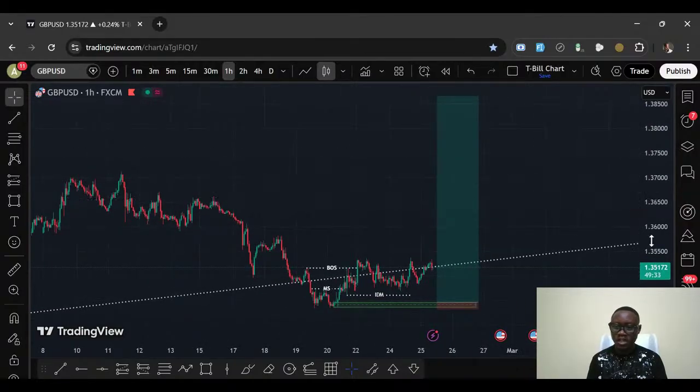That is my analysis. Basically, I'll drop this as well on the free signal Telegram channel. This is very straightforward. Do well to monitor this setup as well.